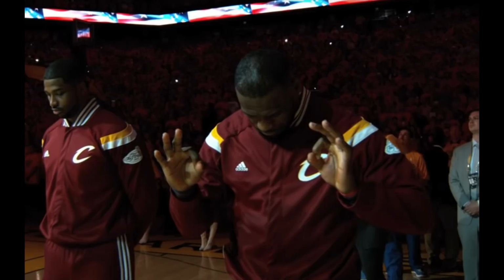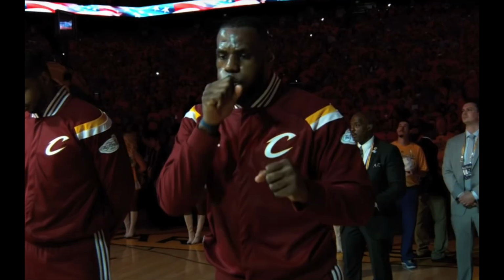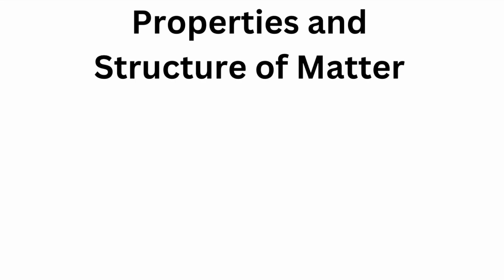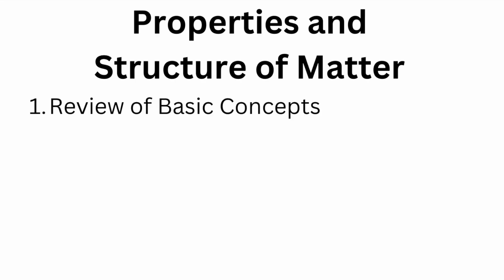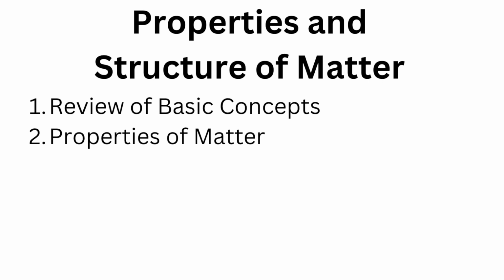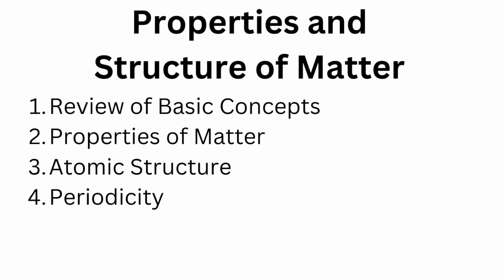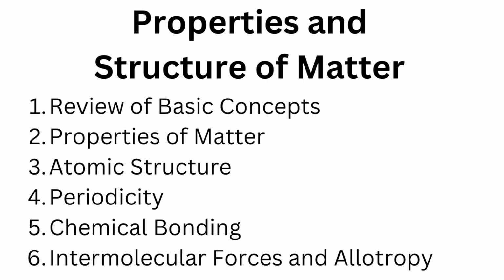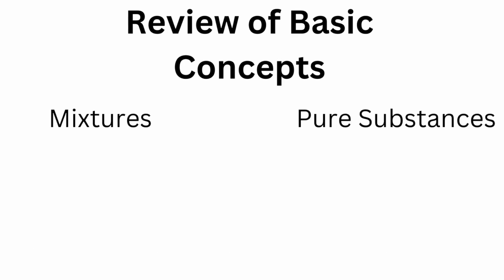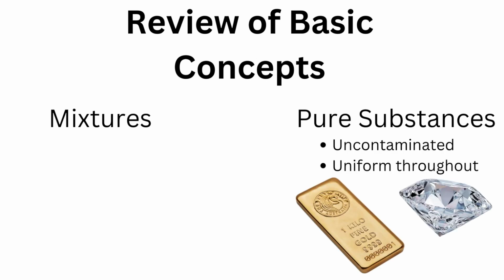Alright, lock in people. Today we're going to be speedrunning through the first module of Year 11 Chemistry, Properties and Structure of Matter. We'll start with a review of basic concepts before getting into properties of matter, atomic structure, periodicity, chemical bonding, and finally into molecular forces and allotropy. Got it? Let's go. So first, we have mixtures and pure substances, classifications which apply to all substances.